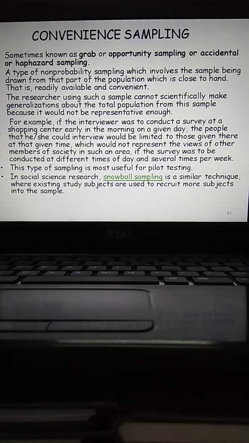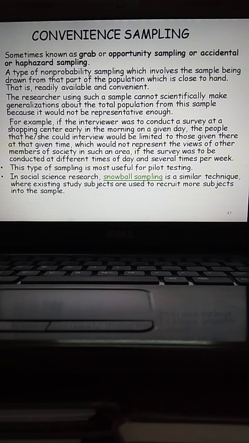Next one is convenience sampling. What are other names? Grab, or else opportunity sampling, or accidental or haphazard sampling. So these are the different names. It is a type of non-probability sampling which involves the sample being drawn from that part of the population which is close to hand, that is readily available and convenient.